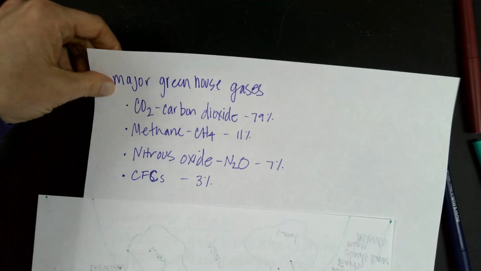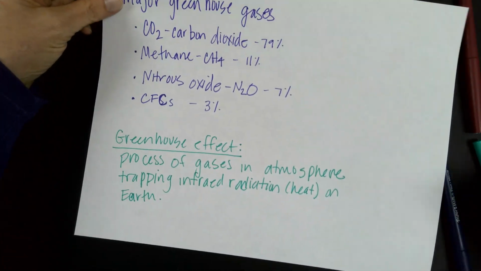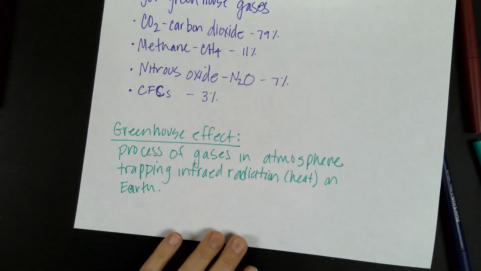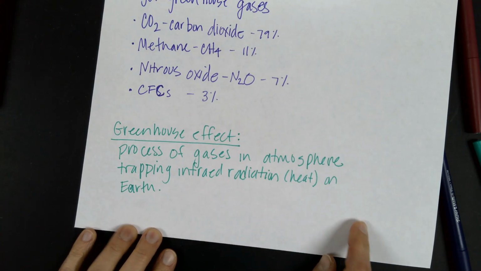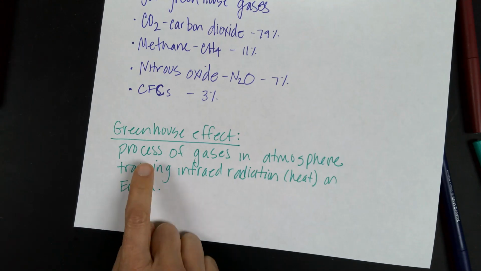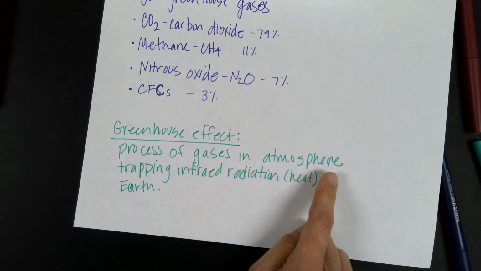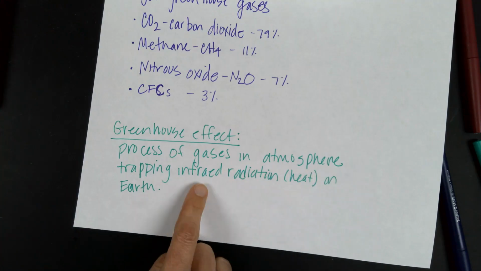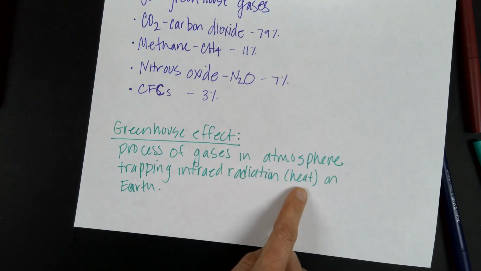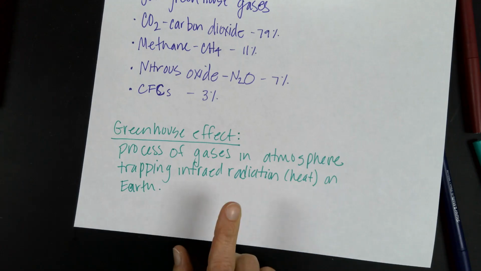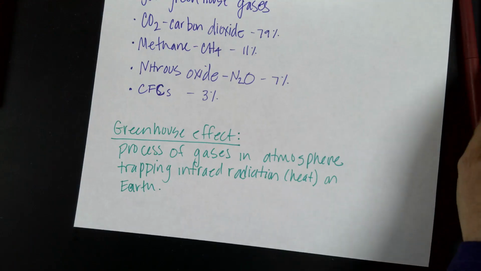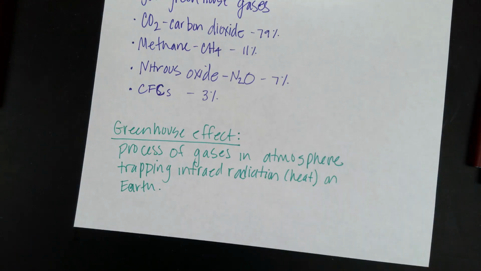All right, and then the last thing I'd like you to write down is a review, a definition of what the greenhouse effect is. So it's a process of gases in the atmosphere trapping infrared radiation, which is heat, on Earth. So that is what I would like you to write down for today.